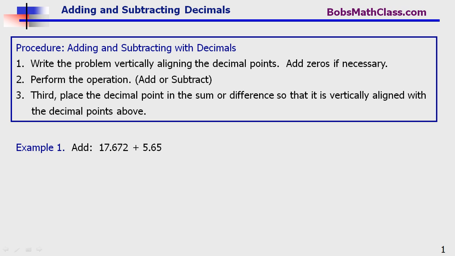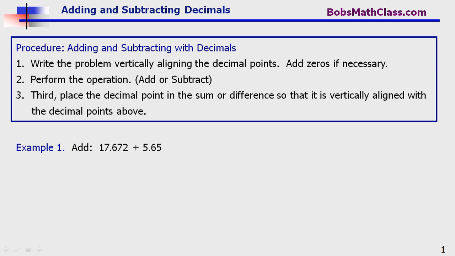That means the answer. Sum is the answer to an addition problem. Difference is the answer to a subtraction problem. Place the decimal point in the sum or difference so that it is vertically aligned with the decimal points above. So just in short, align the decimal points. Make sure they line up vertically.